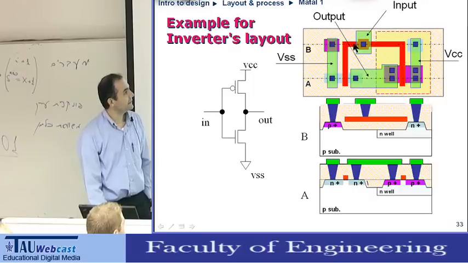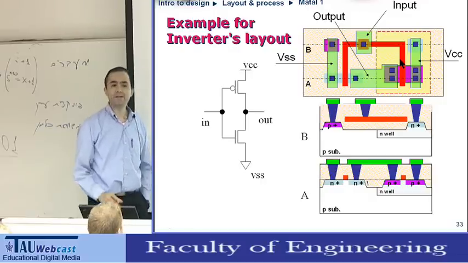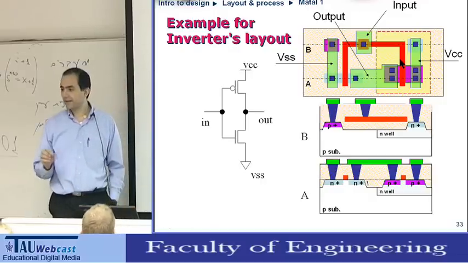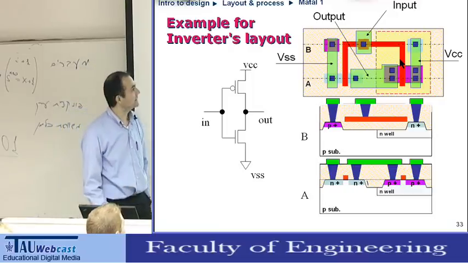In this area, it's on top of isolation. So the poly serves just as a line, just as a link, a conduction line.